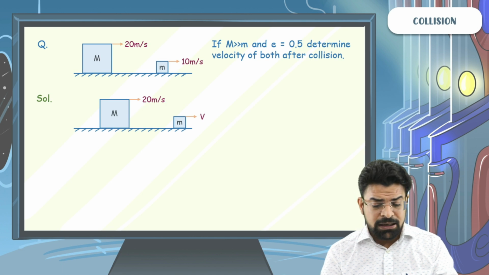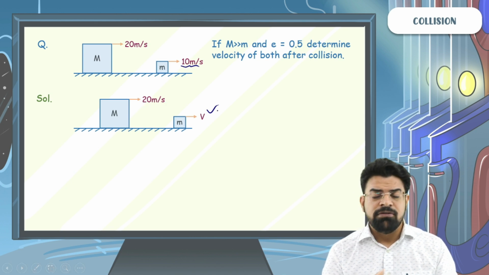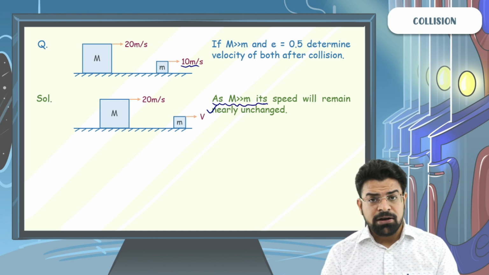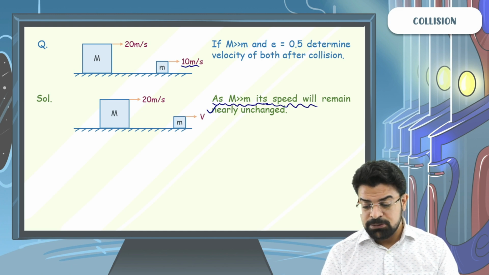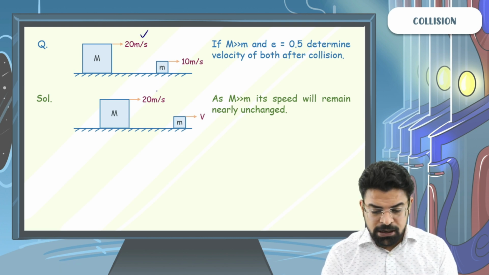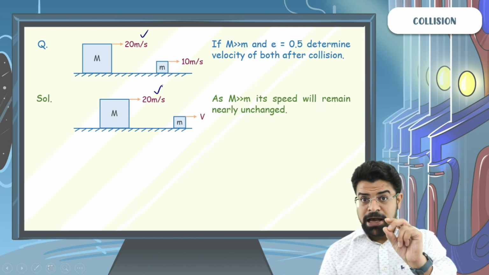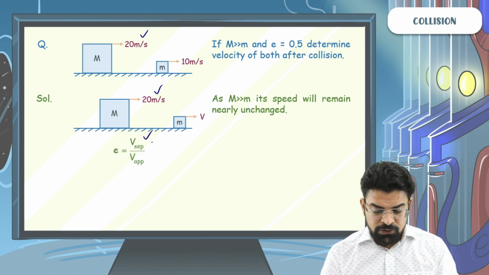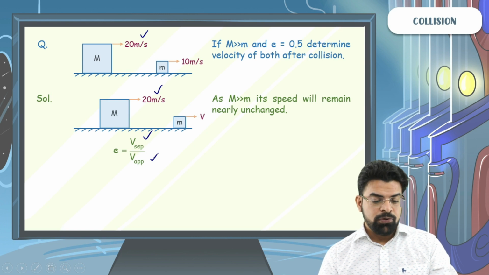As for this lighter mass, let's assume it goes with a velocity v. We can say that as capital M is greater than small m, its speed will remain nearly unchanged. So I have assumed that the speed of capital M after the collision is the same as before the collision. Now, coefficient of restitution equals velocity of separation upon velocity of approach.